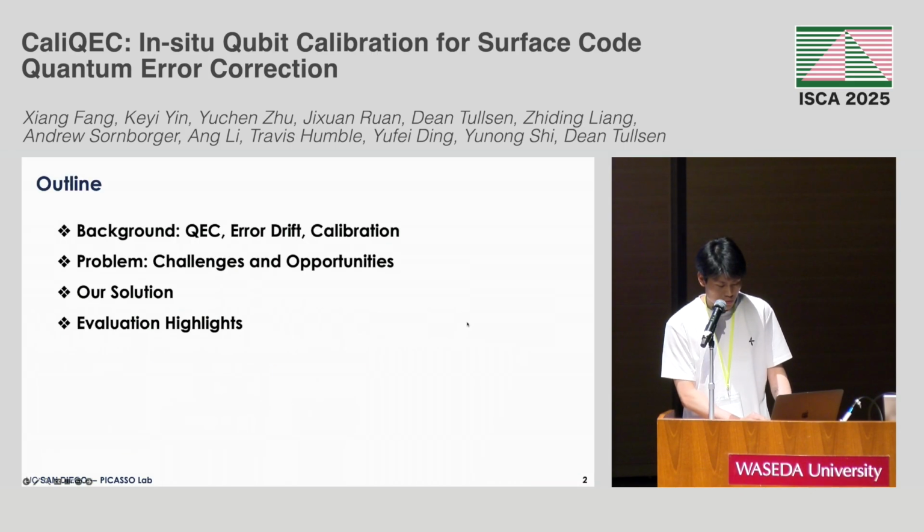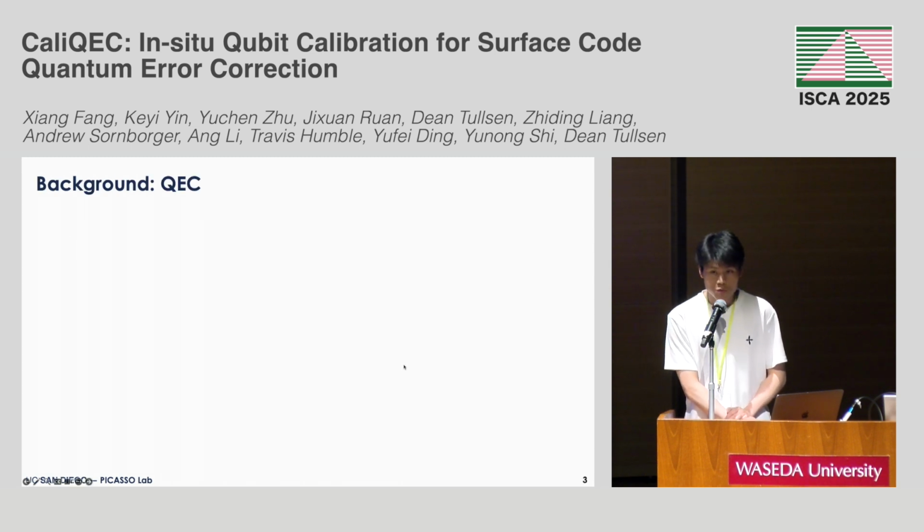So this will be the structure of the presentation. I'll first introduce some background on QEC, error drift, and calibration. And based on that, I will describe the problem that we want to address, introducing the challenges and opportunities, which finally leads to our solution. And finally, I will give some evaluation highlights.